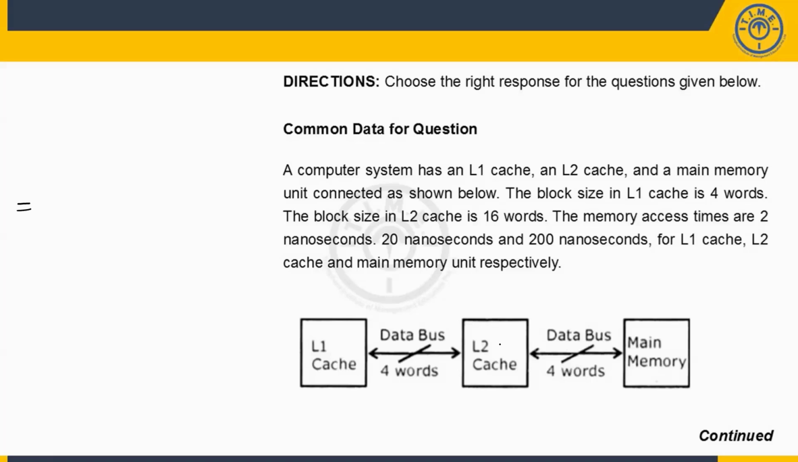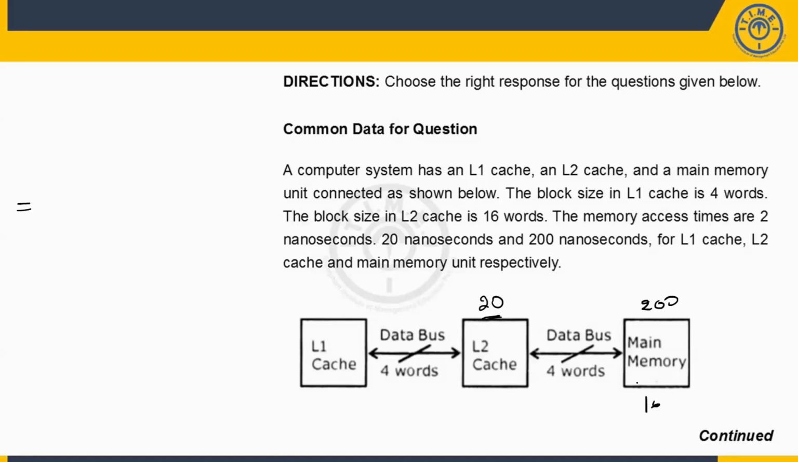Here, main memory access time is 200 nanoseconds. L2 access time is equal to 20 nanoseconds. But it's just not 200 plus 20, since there is a restriction on the data bus: it cannot transfer the entire block. What is the size of the block?